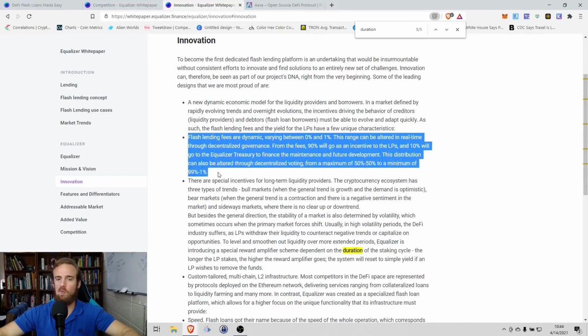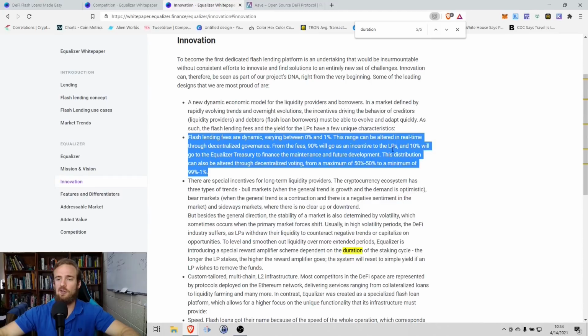And another thing that I wanted to zoom in on that I mentioned just briefly is the flash lending fees. The fees with Equalizer are dynamic, that vary between 0 and 1%. This range can be altered in real time through a decentralized governance model.